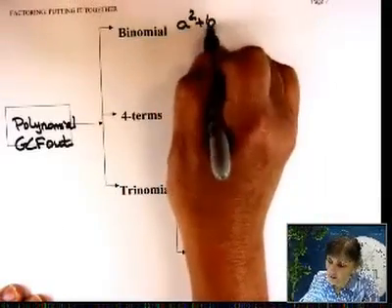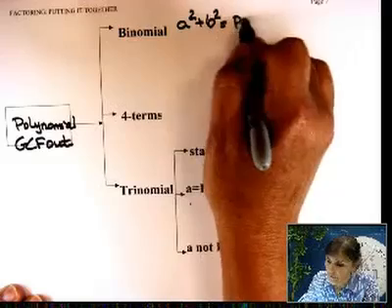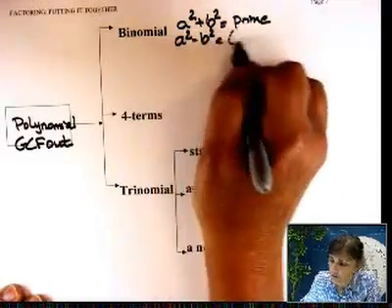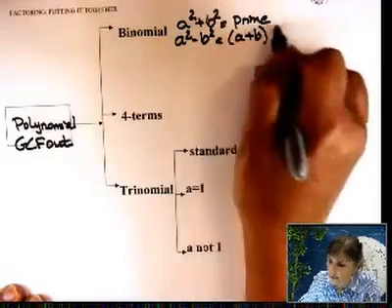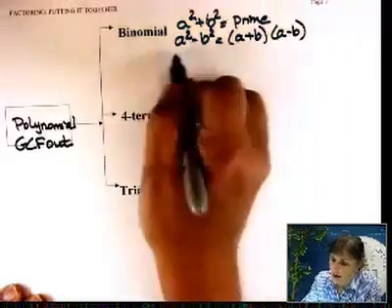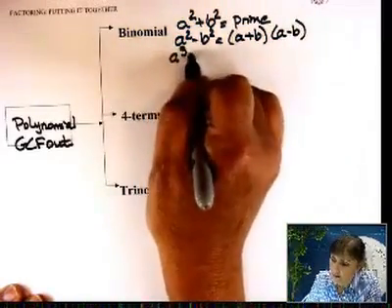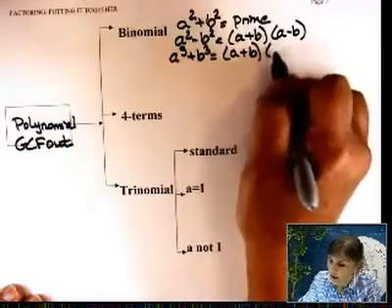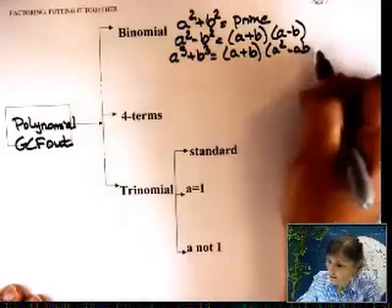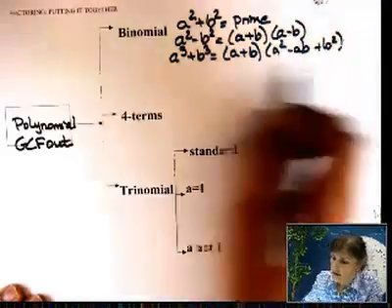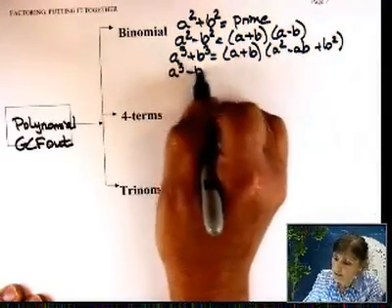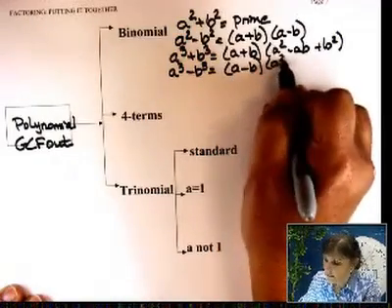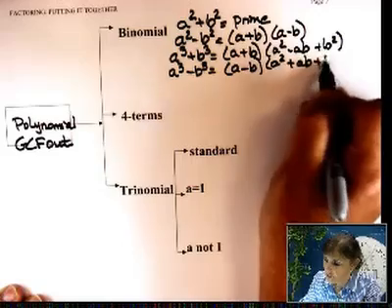A squared plus b squared, that's prime, leave it alone. A squared minus b squared, that will factor out as a plus b, a minus b. If you have a cubed plus b cubed, that factors out as a plus b, a squared minus ab plus b squared. If you have a cubed minus b cubed, that factors out as a minus b, a squared plus ab plus b squared.